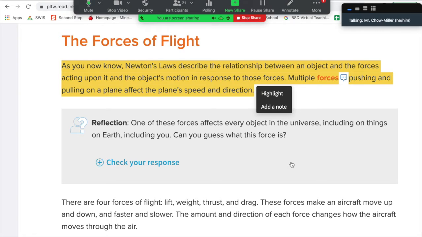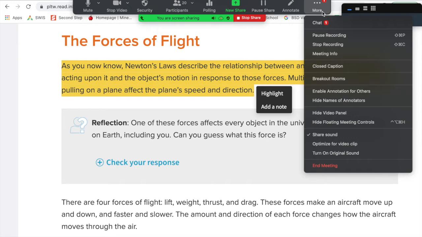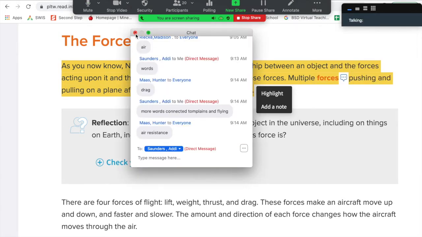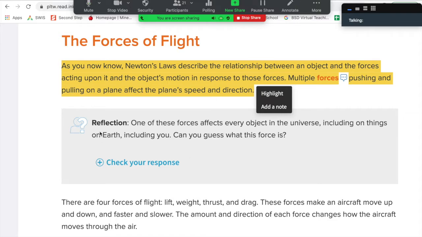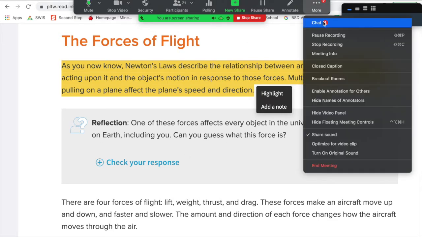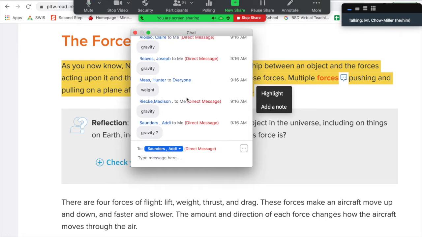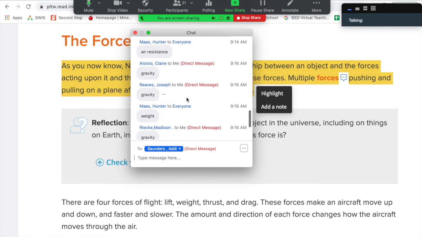Excellent. Little reflection question. One of these four forces affects every object in the universe, including things on Earth, including you. Can you guess what this force is? Go ahead and type it in the chat if you think you know. Type it in the chat if you know the answer to this reflection question. 2 of you know it. 3 of you know it. 4, 5, 6, 7. And it is indeed gravity.